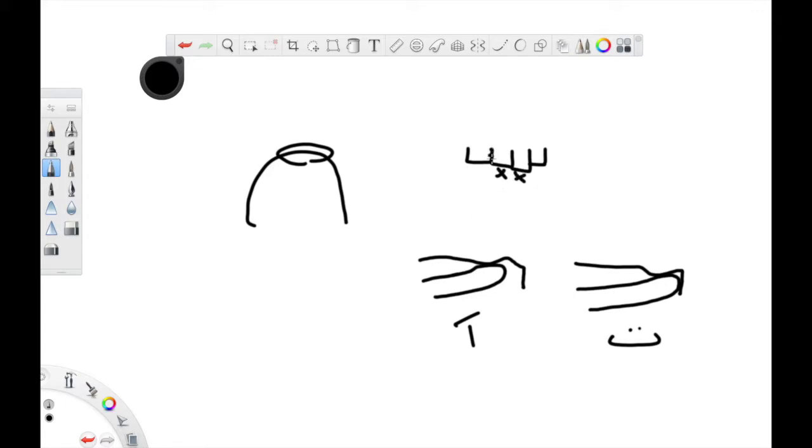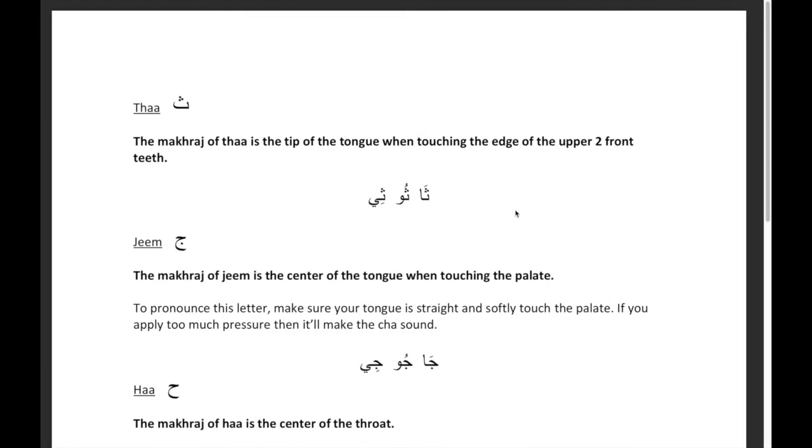When you're pronouncing it, you will have to stick out your tongue a bit to get that sound, tha. Your tongue will be here and it will touch the edge. You'll feel some air, your breath will come out through here. It's not sa, because if you pronounce it like the English S, your tongue is still inside. It has to come out more to get that tha sound. Tha, thu, thi.